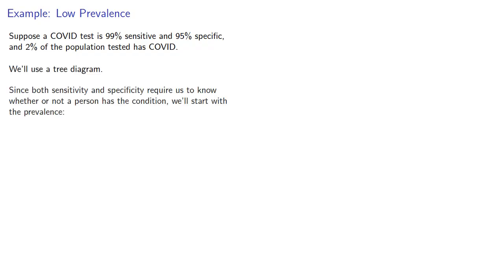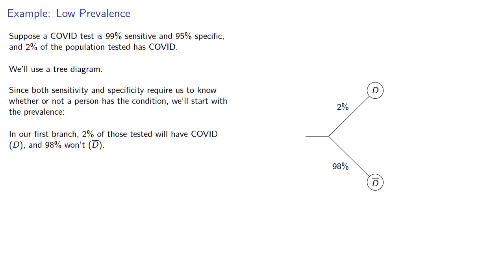Since both sensitivity and specificity require us to know whether or not a person has the condition, we'll start with the prevalence. In our first branch, 2% of those tested will have COVID, and 98% won't.